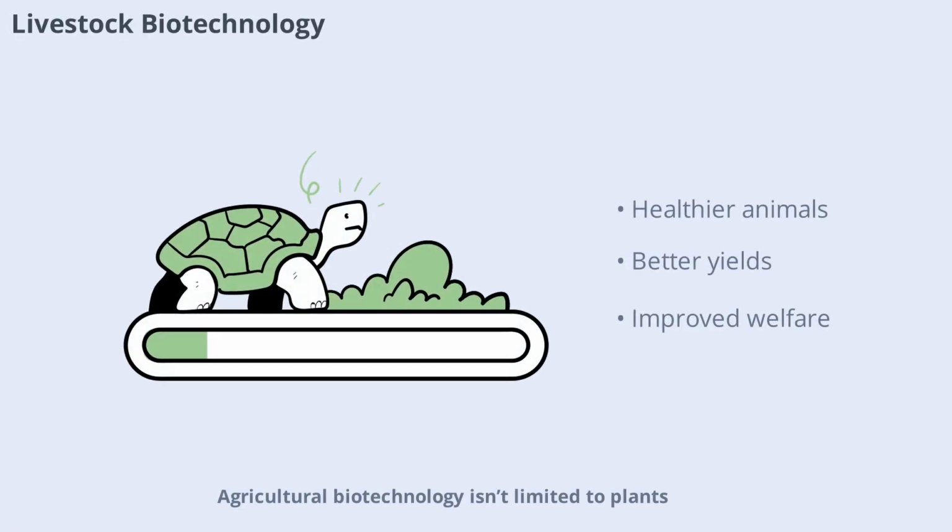Agricultural biotechnology isn't limited to plants. It also plays a role in improving livestock. Techniques like genetic selection, cloning, and disease diagnostics help farmers breed healthier, more productive animals. These advances can lead to higher milk yields, better meat quality, and improved animal welfare. Livestock biotechnology supports efficient and sustainable animal agriculture, benefiting both producers and consumers.